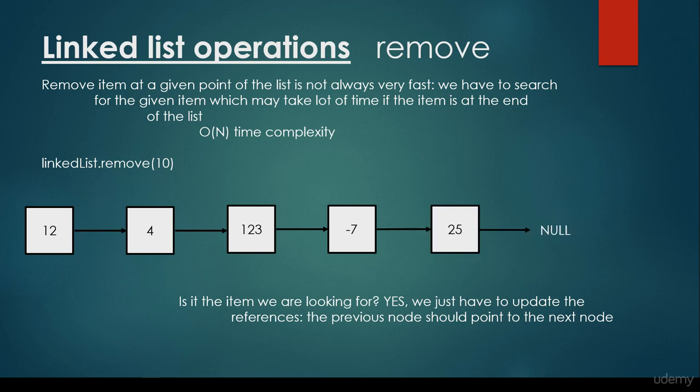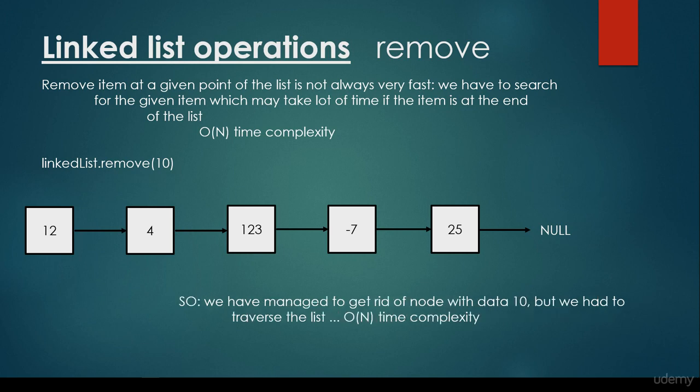So we get rid of the 10, and basically this is how we get rid of an item from a linked list. Okay, the time complexity will be linear, so order n, because we have to find the item first we would like to get rid of.